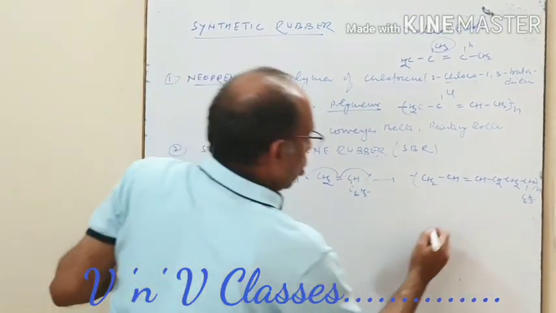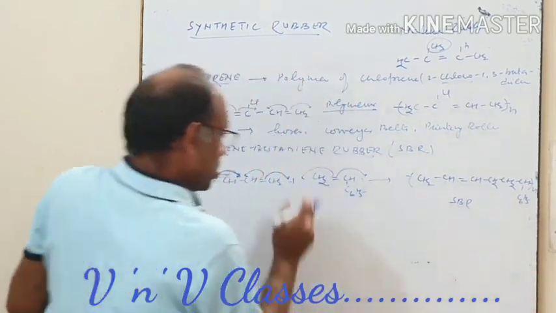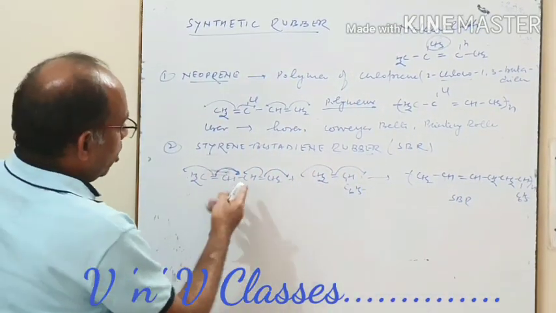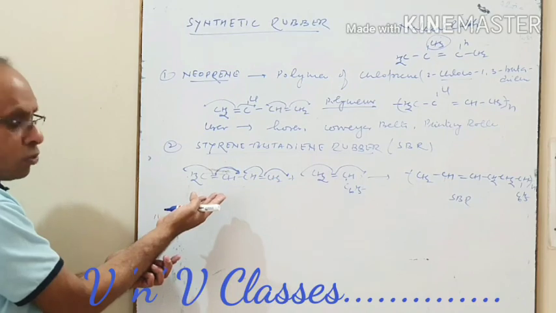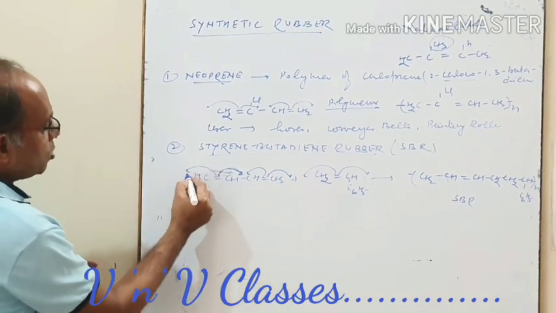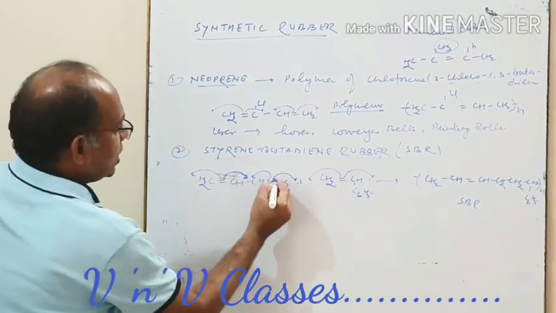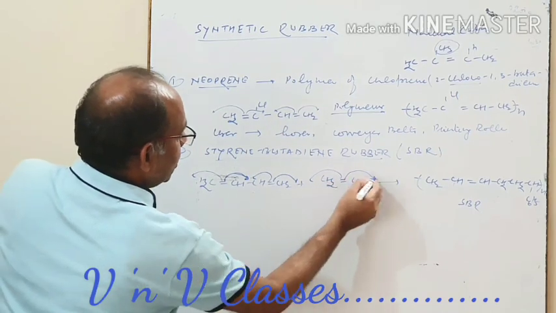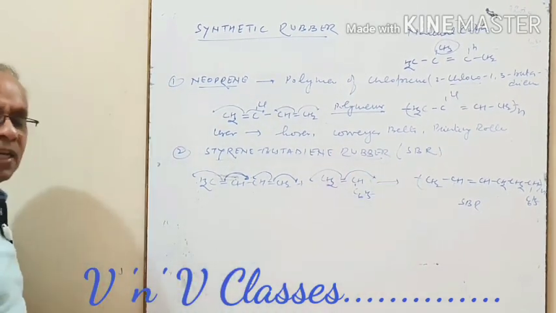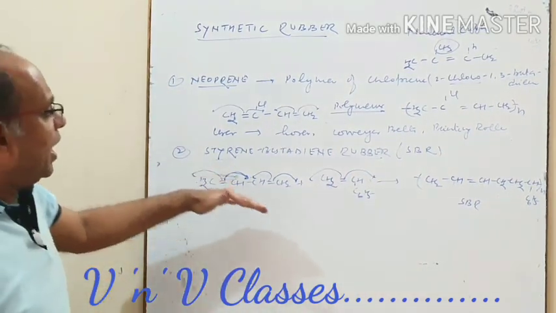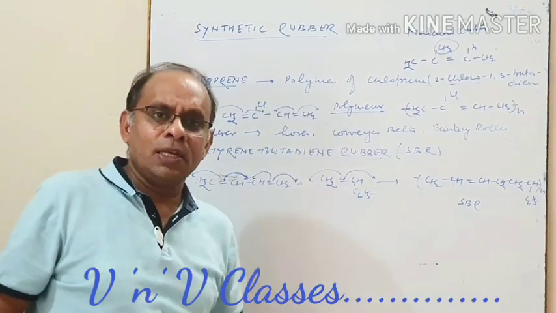This is what you call SBR. Just go through it once again. I have just shown how the bond opens with the help of arrows only. Because of this, the bond opens on this end, this end, and this end. You just make the bonds and you will get everything. So this is SBR, styrene butadiene rubber.